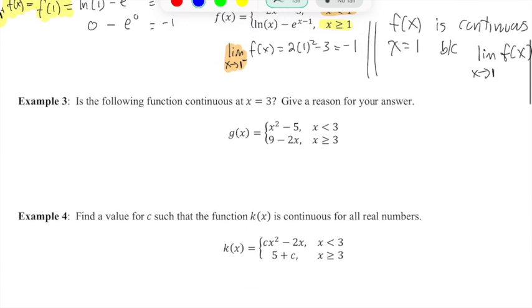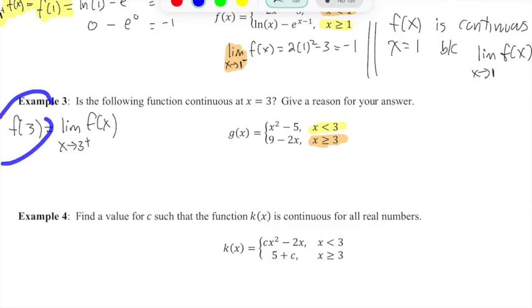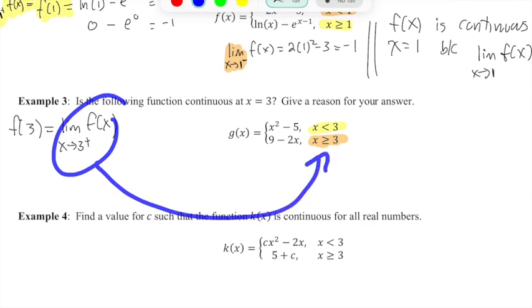Okay, example 3. Is the following function continuous at x equals 3? Give a reason for your answer. So again, I'm going to do the same thing I did in example 2. I'm going to notice that the right-hand limit at 3 and f of 3 use the same equation. So I'm going to write that here. Because again, f of 3 is this equation, and the limit as we approach 3 to the right is the same equation.